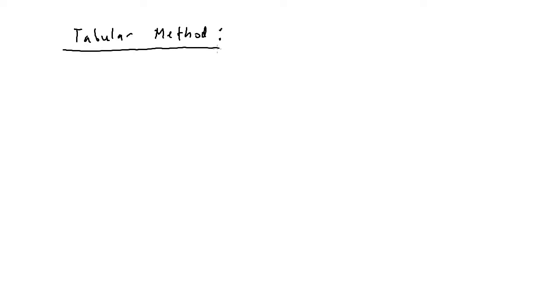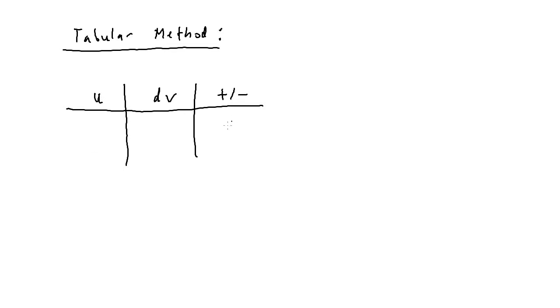And this method is much easier, especially when you're trying to integrate by parts more than once. So in the tabular method, you still have the same u, you have dv, and you have a plus minus. And so you're basically going to make 3 columns. Your u column, dv column, and plus minus column. So in the u column, you're going to derive. In the dv column, you're going to integrate. And for plus minus, you're going to alternate between plus minus. It first starts with plus.